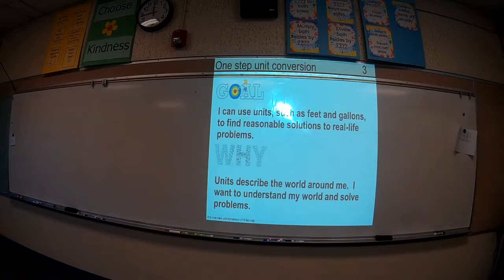What is the learning goal? Jackson: I can use units such as feet and gallons to find reasonable solutions to real life problems. Excellent. And then Nico, why? Units describe the world around me. I want to understand my world and solve problems.